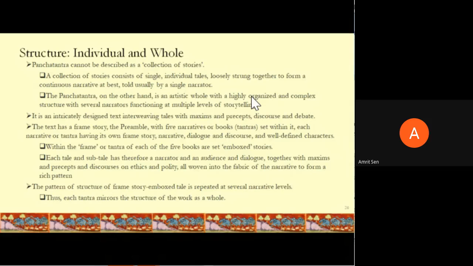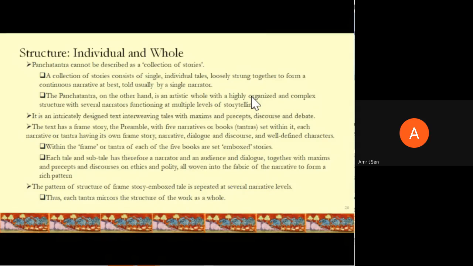Together with maxims and precepts and discourses of ethics and polity, all woven into the fabric of narrative to form a rich pattern. So it has a texture. As I keep on saying, because you are first year students, you should think of a metaphor of a web. A web is complex. It has its own separate, intricate designs. Therefore, the Panchatantra is also like this web with its intricate design, circles, nested narratives, different narrators, different audiences, but linked up by Vishnu Sharma, and by the five tantras, right? And this question of polity, state polity, and individual niti.